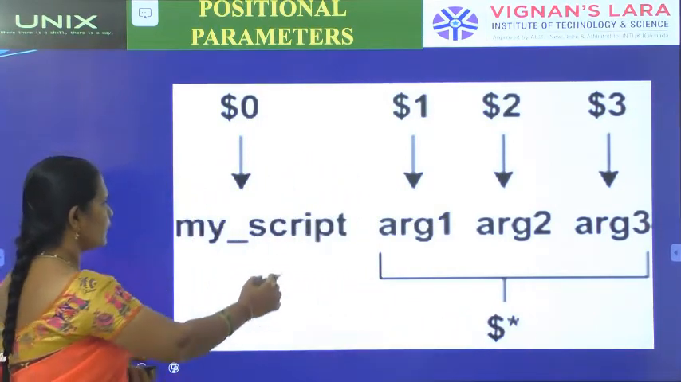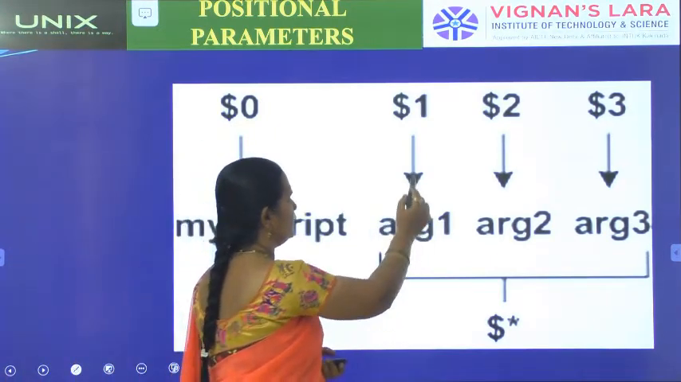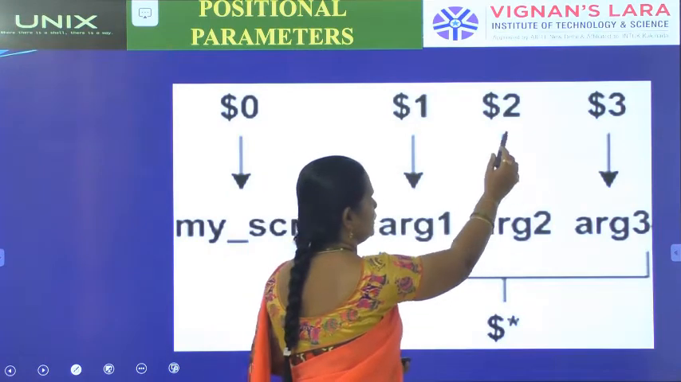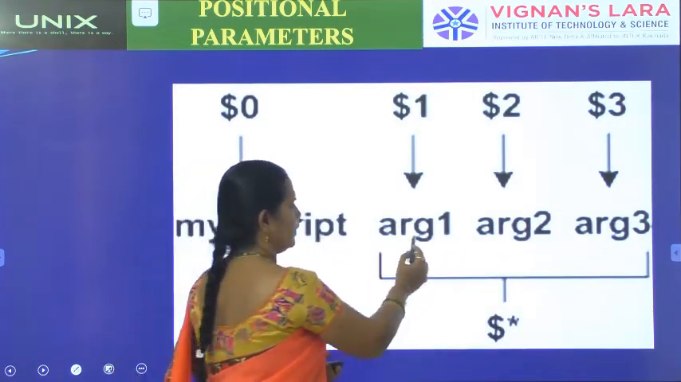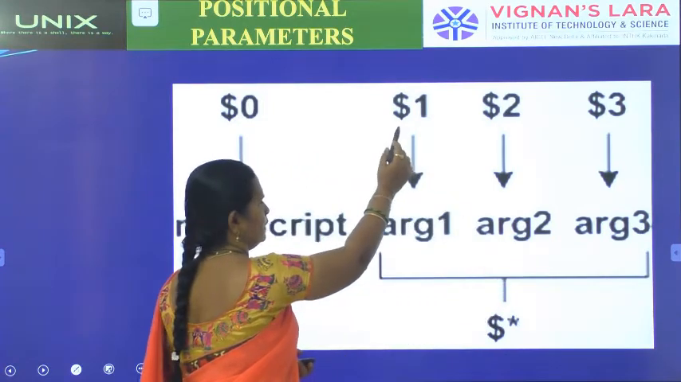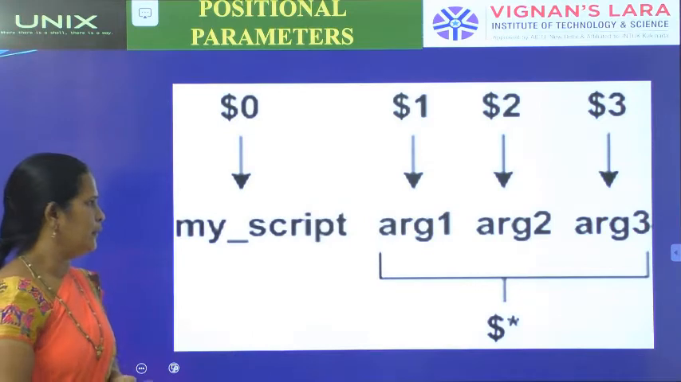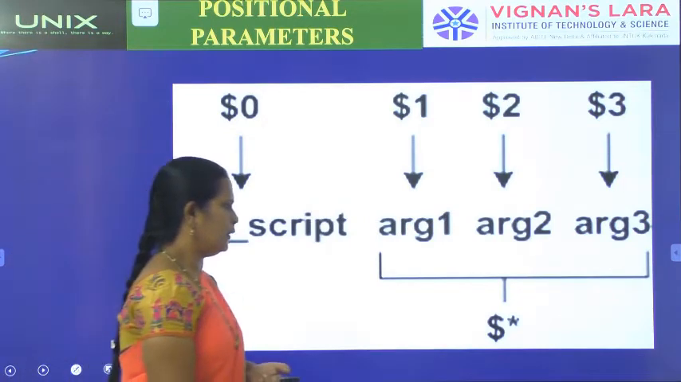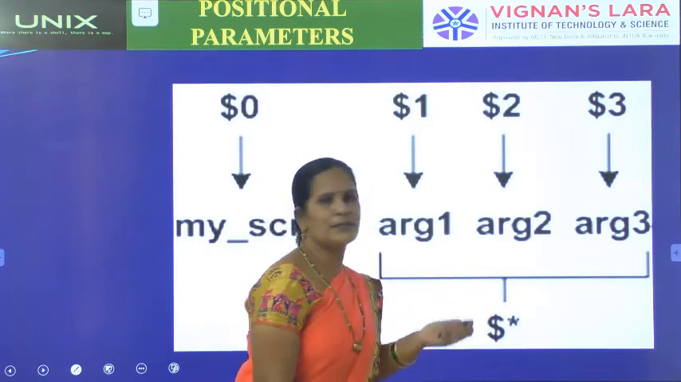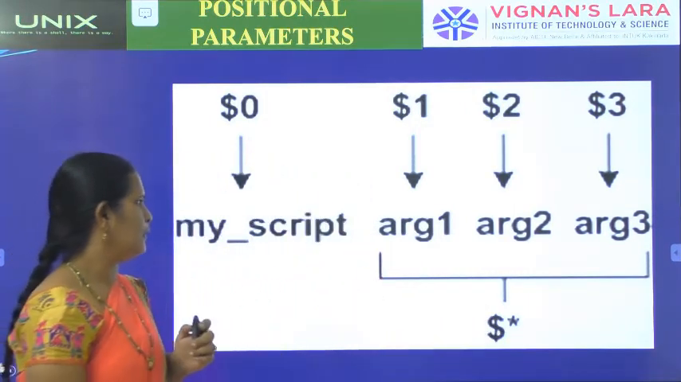This one is known as $0. Next, the first argument is $1, the second argument $2, the third argument $3. These are command line arguments, and these positions are $1, $2, $3, and so on. We can specify 9 arguments. So $* shows the set of all positional parameters.